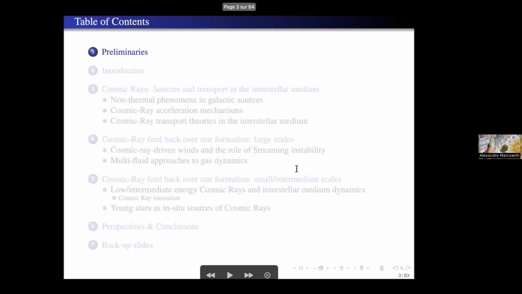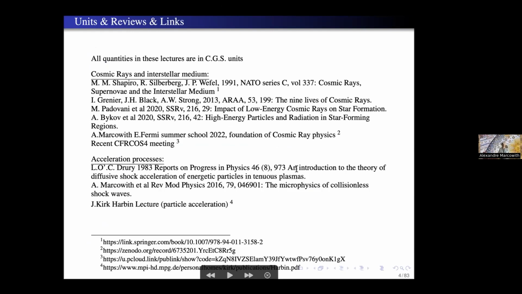Okay, this slide is just to warn you: of course, I'm using CGS units, as is usual in astrophysics, and there are a couple of references you may look at in order to complement this lecture.